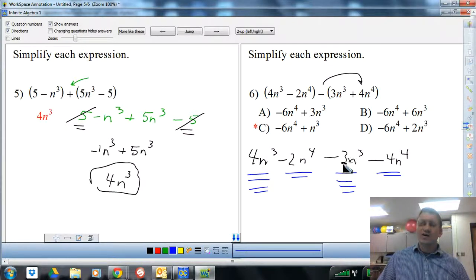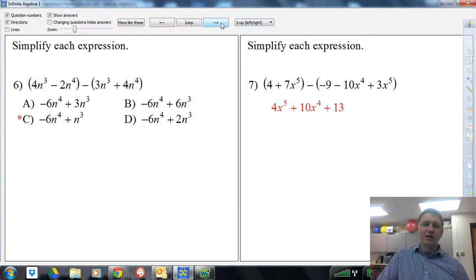This is 4 minus 3, which turns into 1n to the third. And then we also get negative 2n to the fourth goes together with negative 4. So negative 2 minus 4 turns into negative 6n to the fourth. Notice my terms are backwards here a little bit, but really that's the exact same thing that shows up here: a negative 6n to the fourth plus n to the third. Let's fast forward a little bit more here.